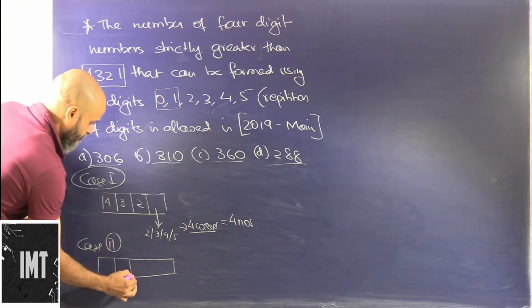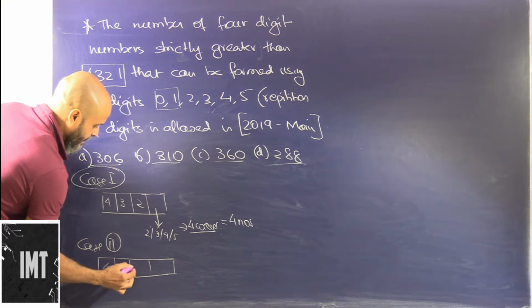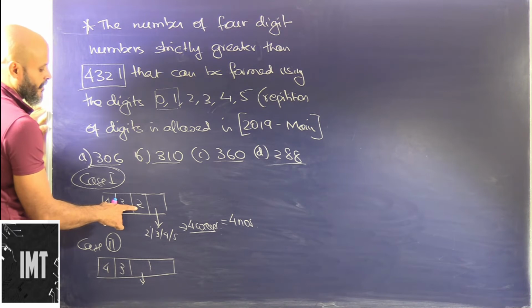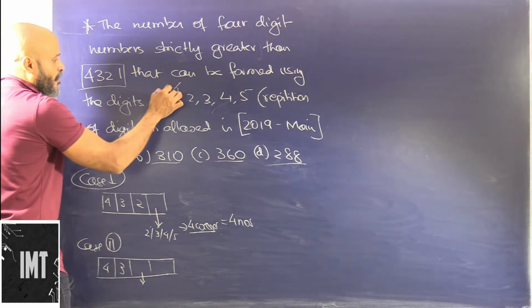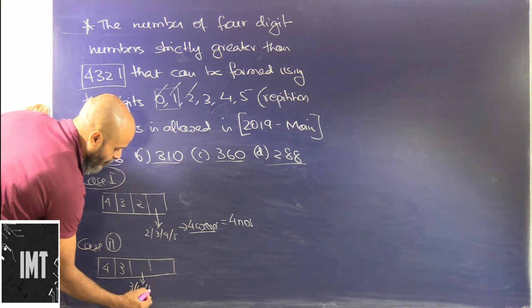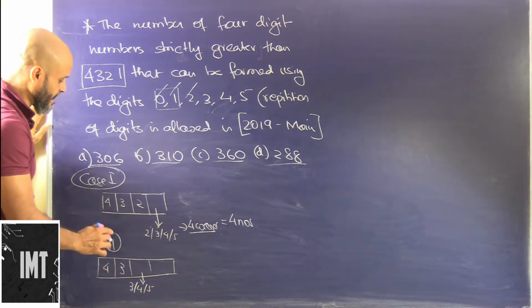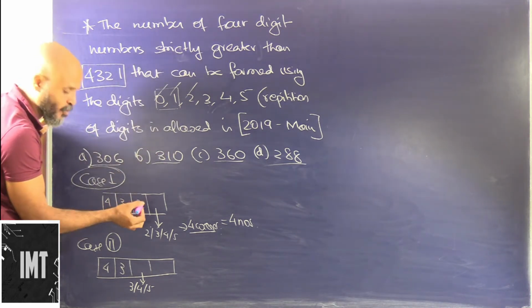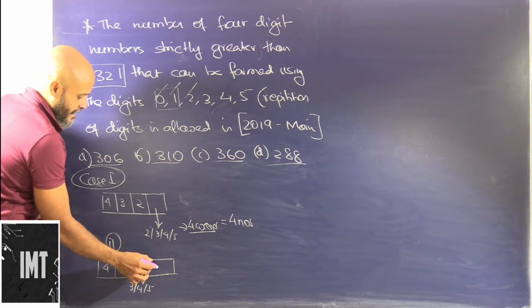So we have here 4, 3. Now let's take the tens digit. Here we cannot have either 0 or 1 or 2. This can be filled only with 3, 4 or 5, because we have to select a number which is greater than 4321. And let's say the last number.